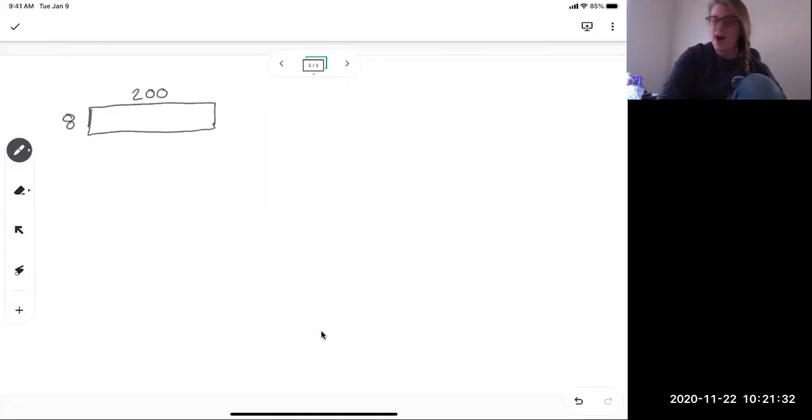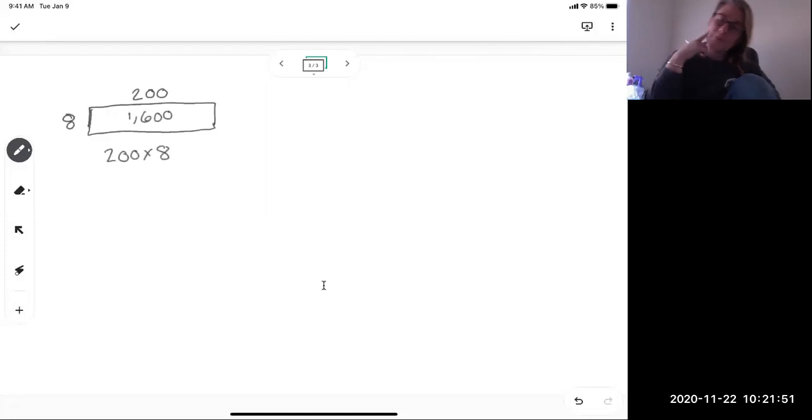So how would you find the area of this rectangle? Well, I would multiply 200 times 8 to find the area. And I know 200 times 8 is 1,600.